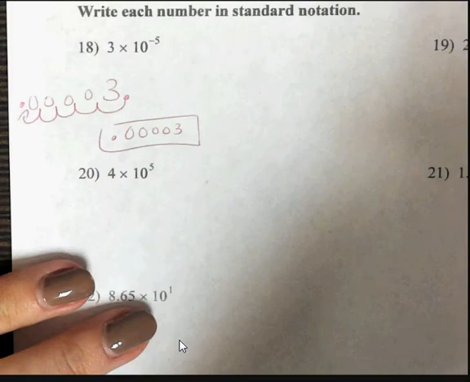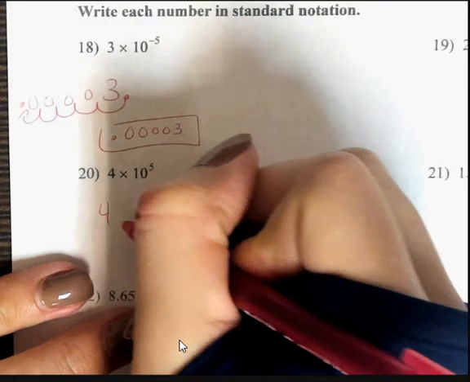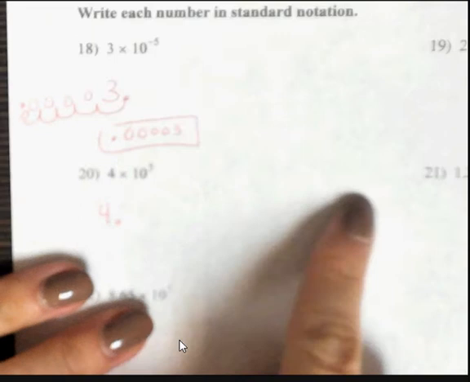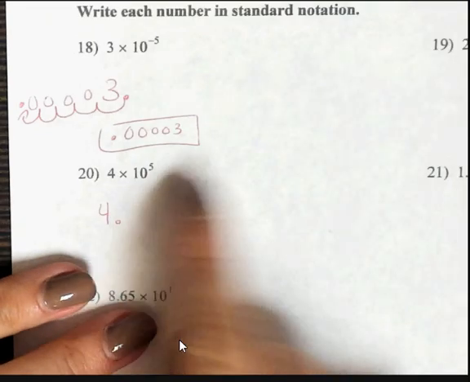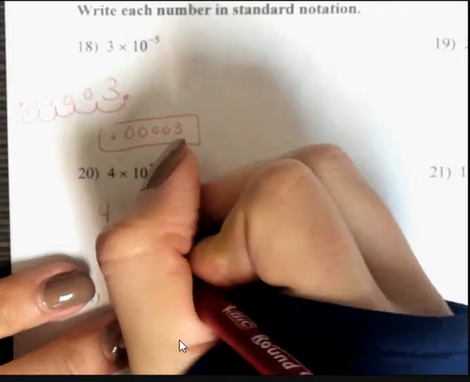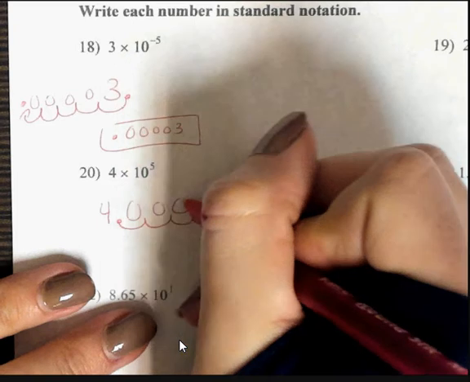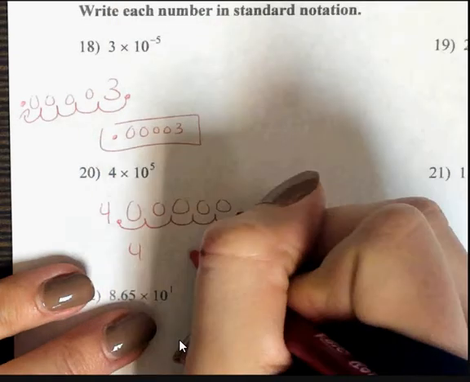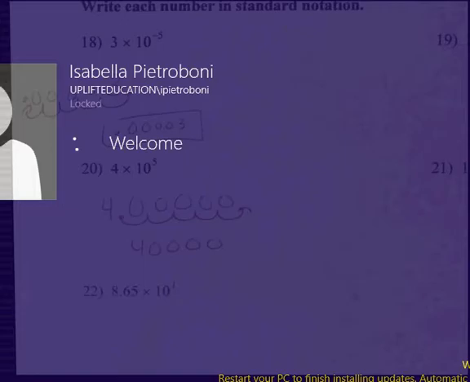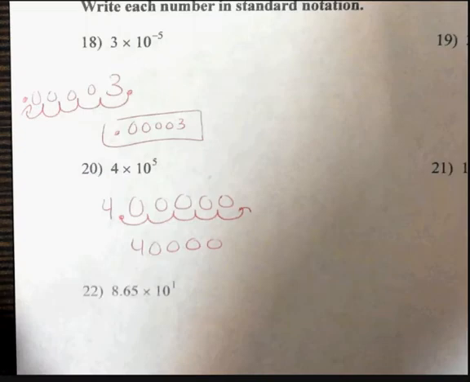Number 4 is a little bit different, so 4 would also put a decimal there. Oh, but this time, this exponent is a positive 5, so I'm not going to move to the left, I'm going to move to the right. 1, 2, 3, 4, 5. Put in your empty zeros. 1, 2, 3, 4, 5. And then your answer would be 40,000.